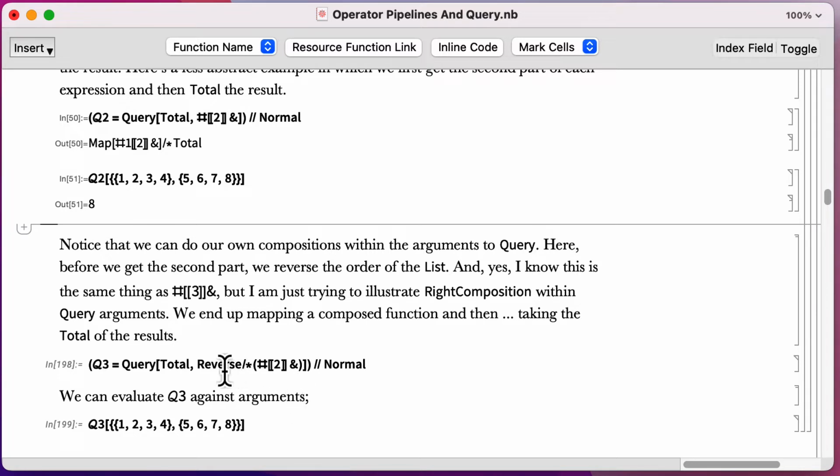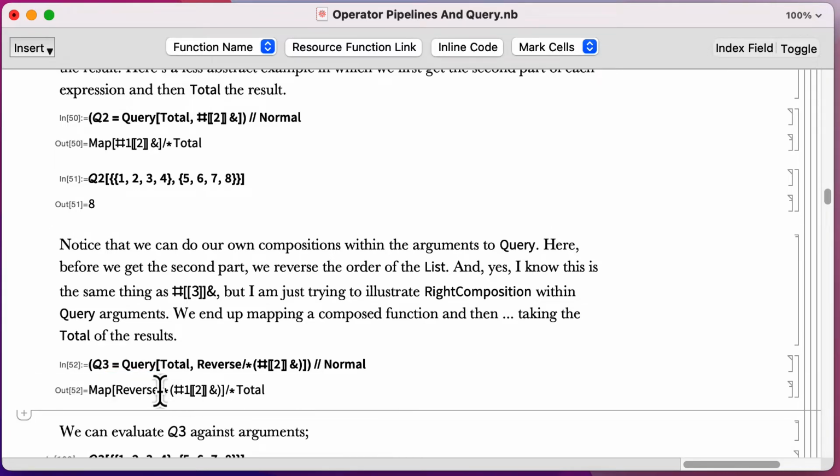We can actually have compositions themselves be the arguments to Query. Here, let's Normal this, as I've said, and I'll say it many, many times: the best way to figure out what a Query is doing is just Normal it. For each element in the data structure, it's first going to reverse the order, then it's going to take the second part of the reversed order, and then it's going to add it up.